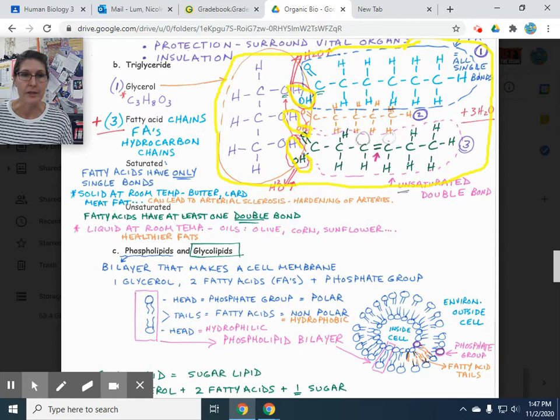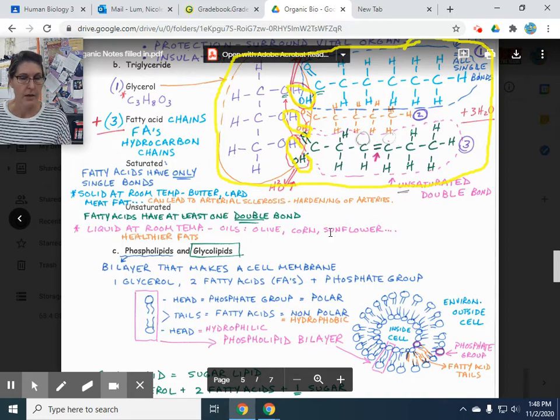Through time, I know from my grandmother's days and my parents' days, they loved to cook with butter, where we're more like, hey, let's cook with olive oil or sunflower oil or avocado oil and those sorts of things. The reason is because they are unsaturated fatty acids. They have at least one double bond. They're liquid at room temperature. So when you leave them out and let them sit, they are liquid. Olive oil, corn oil, sunflower oil, they are your healthier fats for you.